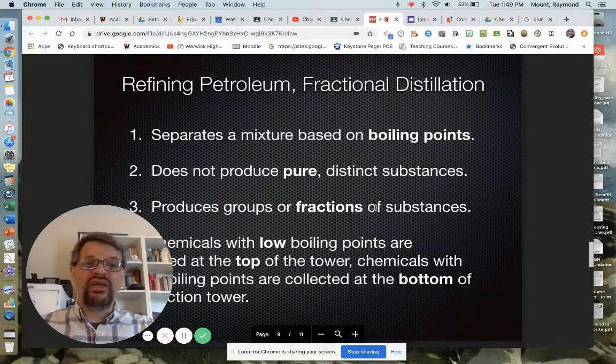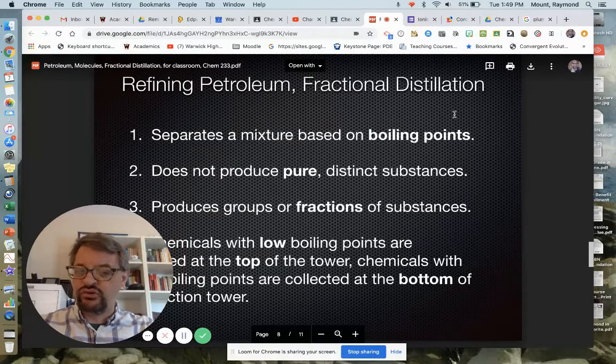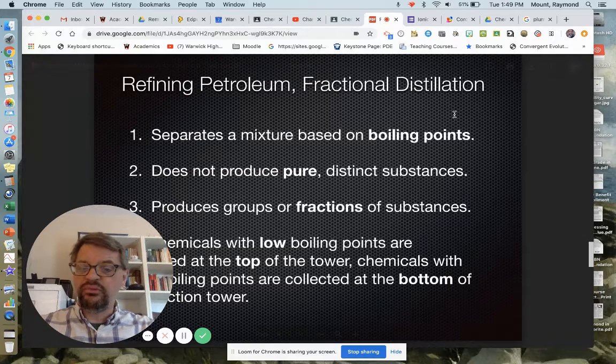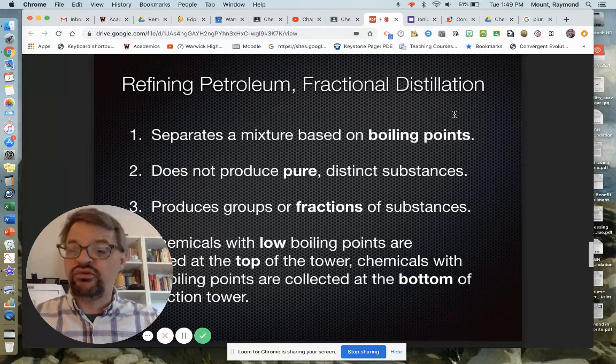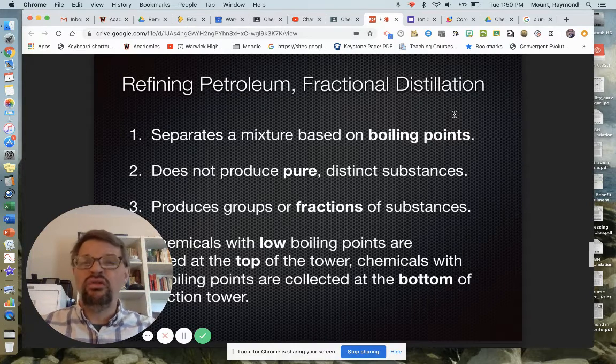In your lesson next week, you'll take a closer look at fractional distillation, which is a process for separating that mixture of petroleum into more specific compounds that are much more useful. But like I said, we'll take a look at that next week. So watch this video, look at the other two, and that's your lesson for today.